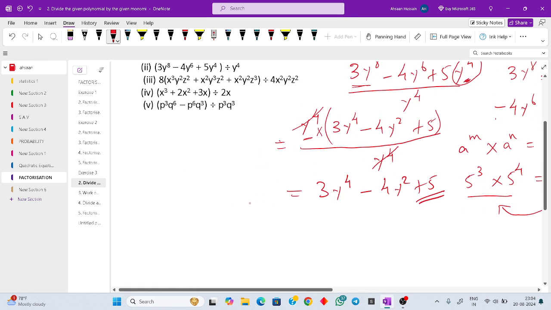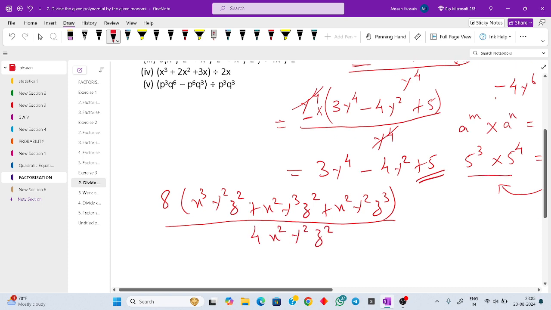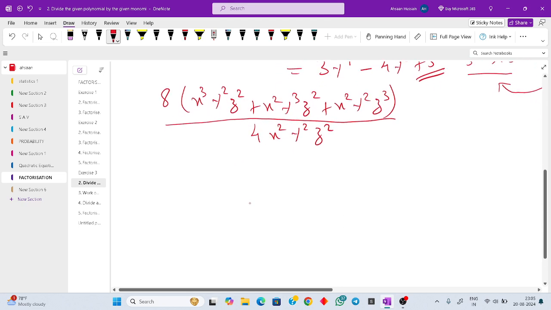The next question is 8x cube y square z square plus x square y cube z square plus x square y square z cube, whole divided by 4x square y square z square. Now you can cancel these two terms. 4 one times 4, 4 two times 8.